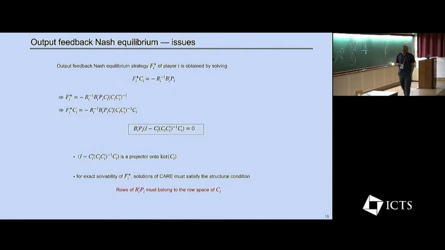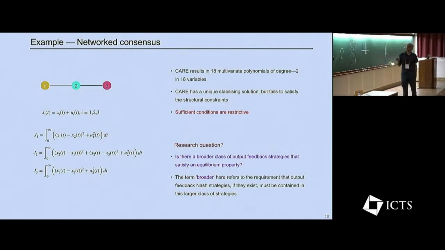And even if I obtain a stabilizing solution, the Nash equilibrium, we said, can be synthesized by solving this matrix equation. We see that for exact solvability of the feedback strategy of player I, we require that the solution of the coupled algebraic Riccati equation must satisfy this structural condition: the rows of B transpose Pi must belong to the row space of C. And we see that even for games of very small dimension, these conditions are very hard to meet. That is, sufficient conditions available in the literature are too restrictive here to compute a Nash equilibrium.